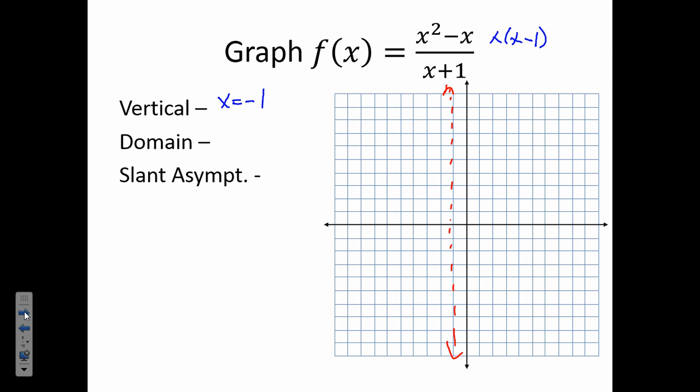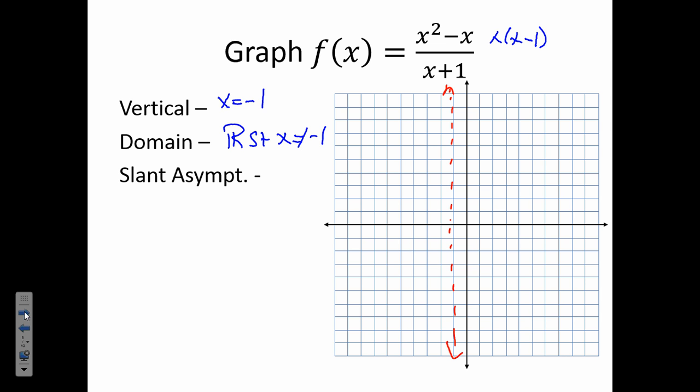Domain's easy here, right? All real numbers except, what can't it be? Negative 1. Now let's find our slant asymptote.